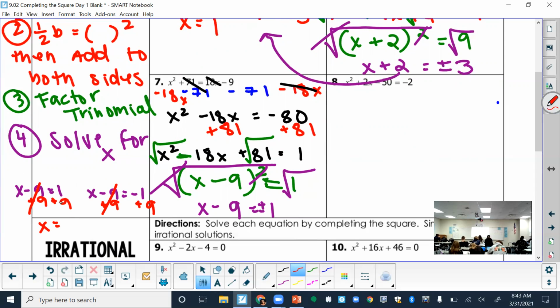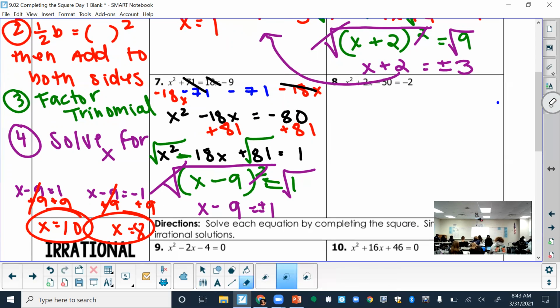What's my first x value? Good. And what's my second x value? Negative 1 plus 9 is 8. All right, questions? Yes? I'll add you to the line.